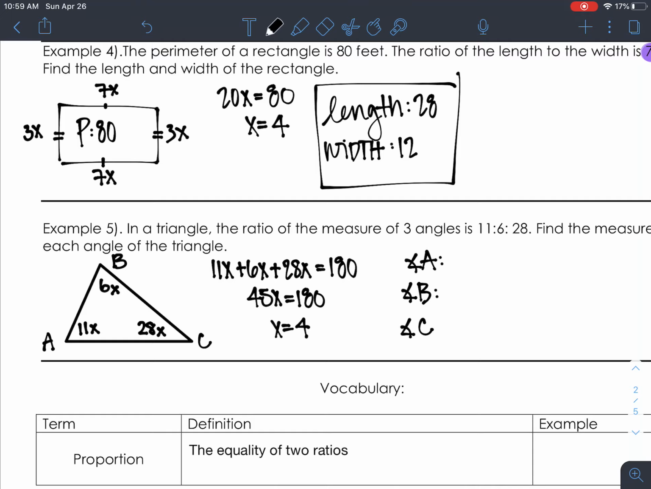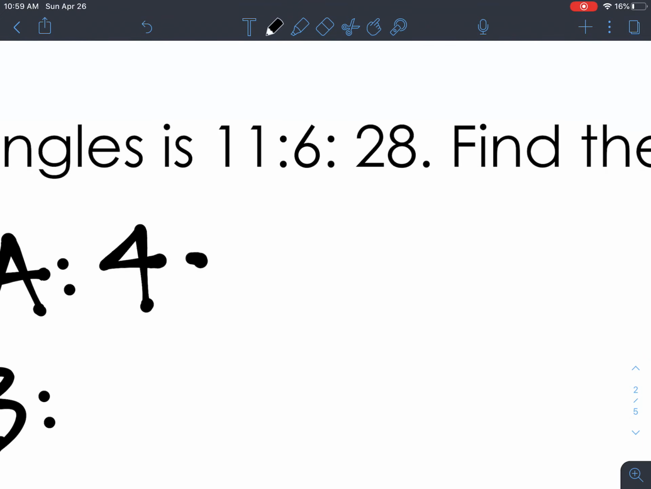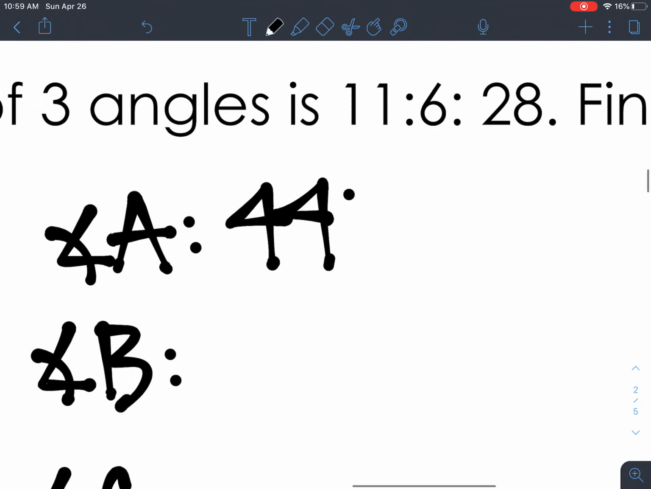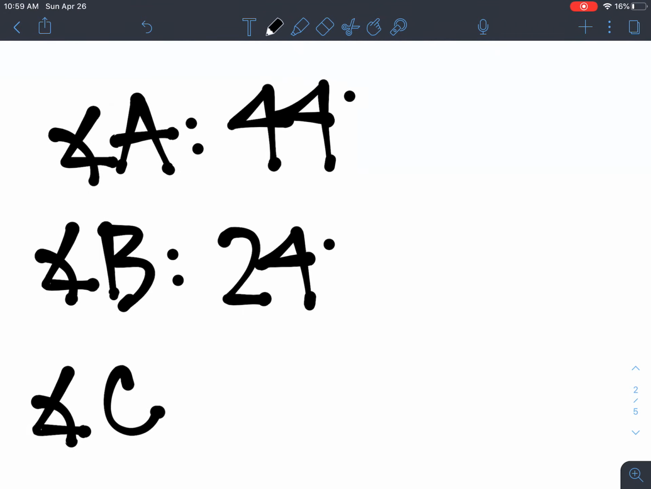So 4 times 11 is 44 degrees. 4 times 6 is 24 degrees. And 4 times 28 is 112 degrees. All right, and that's your final answer.